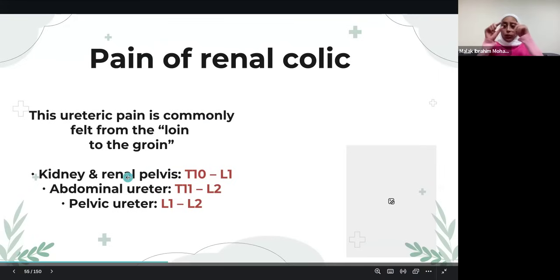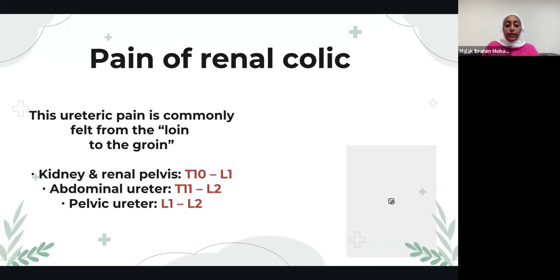Okay. For each one of them, depending on where the stone is, the pain is going to be referred to a specific area. You have to memorize it because they might put the stone at a certain part and ask you which segments the pain will be referred to. So if the stone was at the kidney or the renal pelvis, it will be T10 to L1. If the stone is at the abdominal ureter, it's going to be from T11 to L2. And if it's at the pelvic ureter, it's going to be from L1 to L2. We'll finish this, and I'll get back and get the picture for you guys.